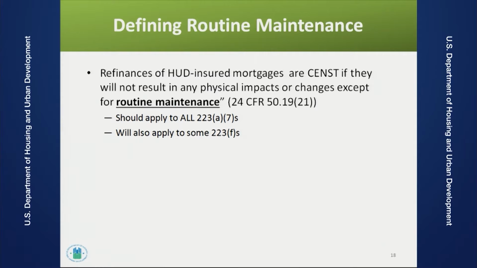So now, as promised, we'll define what we mean by routine maintenance. Again, this matters because if you're refinancing a HUD-insured mortgage, you get to do this very abbreviated environmental review, but only if there are no physical impacts or changes beyond routine maintenance. We have the assumption that the $1,500 a unit limit will keep 223(a)(7)s within this limit of routine maintenance, but it should be kept in mind. And it's imperative that this is followed if you want to treat a 223(f) as categorically excluded, not subject to. You'll have to make sure that it fits into the definition of routine maintenance.